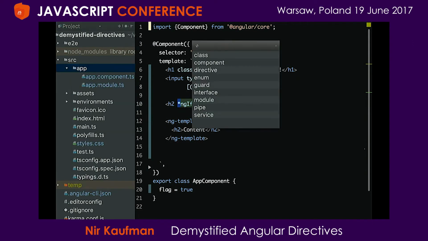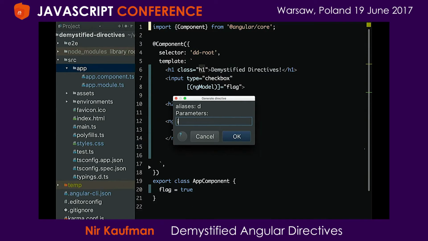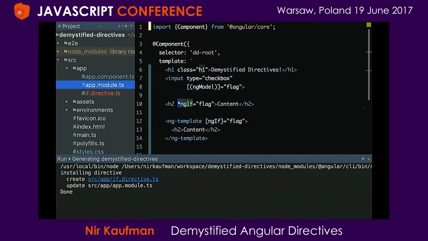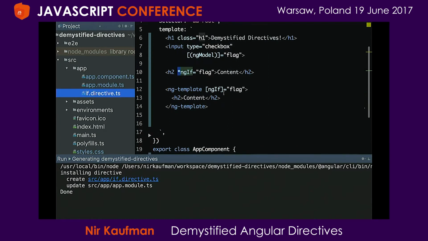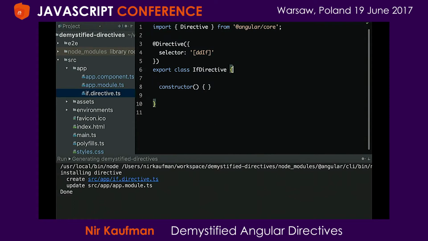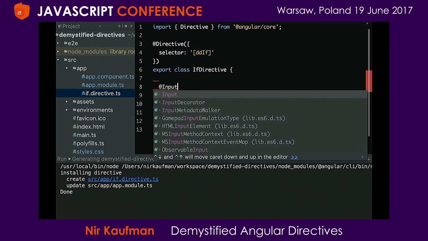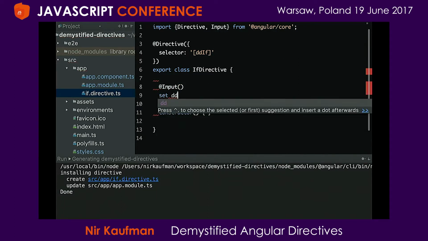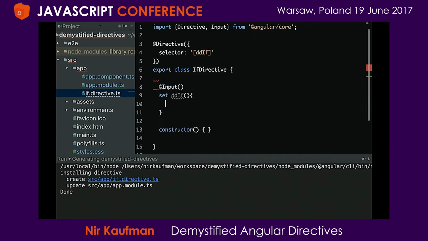So I'm going to generate a new directive. Let's call this directive if. Surprise. And because I know that this is the end result of the compiler, just a template with a simple binding to if, I have all the information I need to write a directive. So I've got an input, using the same name, an input under the name ddIf, which is the selector of the directive right here. And it will accept a flag.